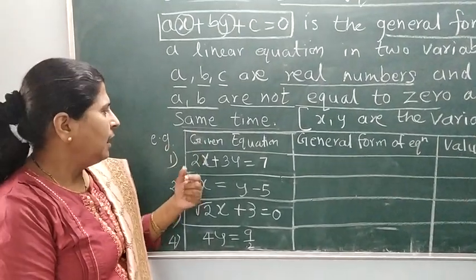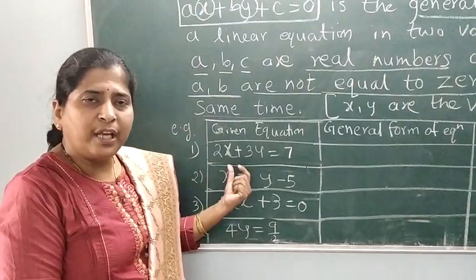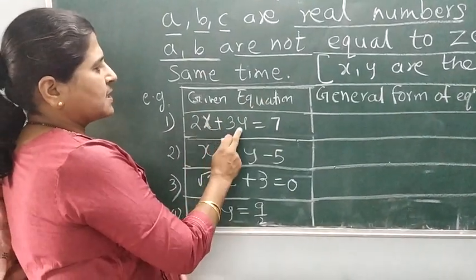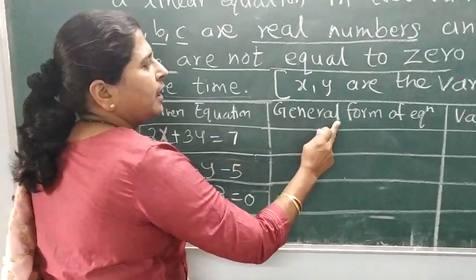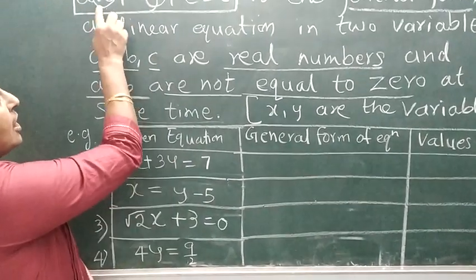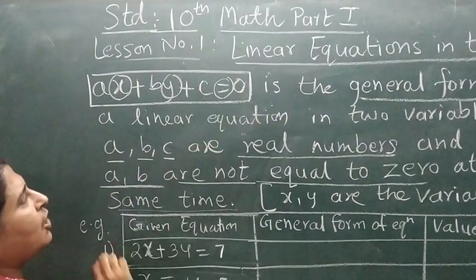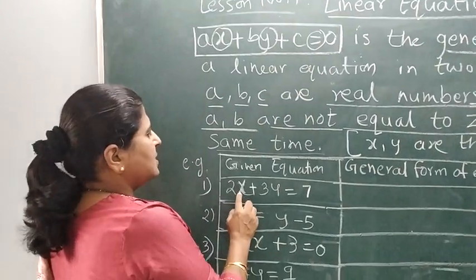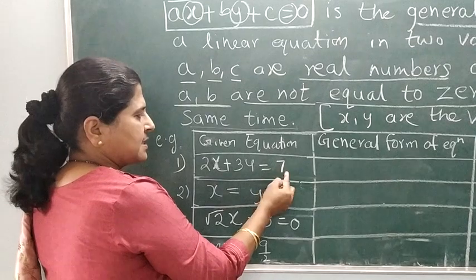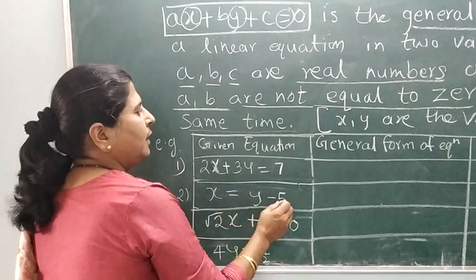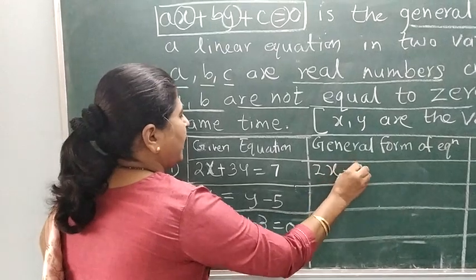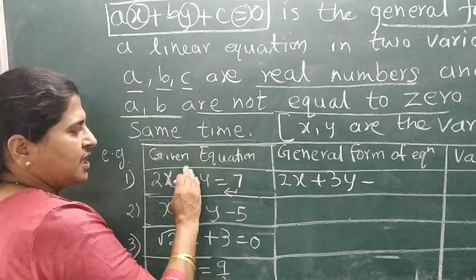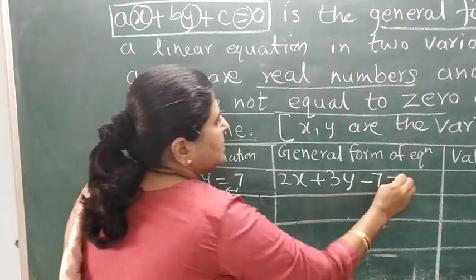Let's see quickly how we can write a given equation into the general form. If the given equation is 2x plus 3y is equal to 7, how can we write its general form? Now in general form, to the left side of the equal to sign, we want all the terms and on the right side we want 0. So this 7 should come on the left side of the equation. That means it will become 2x plus 3y, and 7 will come to the left side and change its sign to minus 7, is equal to 0.